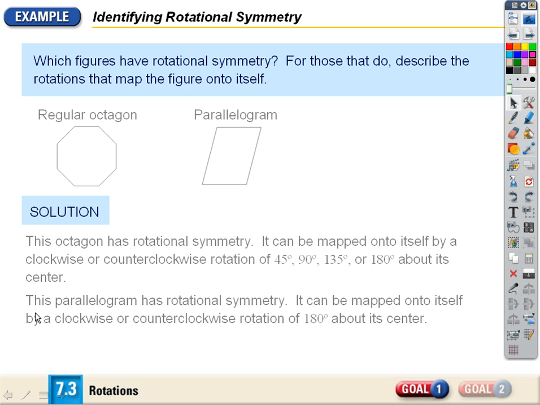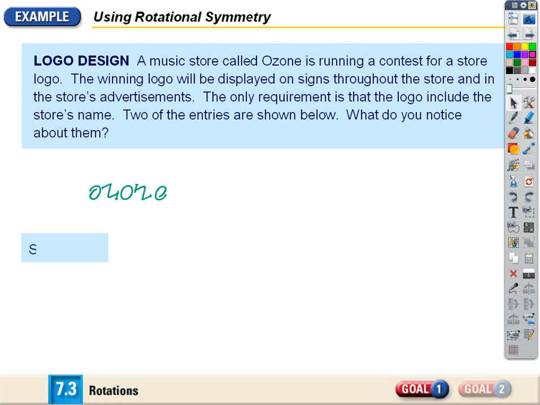Now, what about this guy? I think it's kind of cool. This company here, they're trying to come up with a logo. If anybody's going into graphic design, this is actually something that you would study. No kidding. You'd study the symmetries of stuff because a lot of times things that are more symmetric are more pleasing to the eye. So these guys, they're calling their store Ozone. They want to come up with some jazzy logo that's got this kind of symmetry where you can rotate it.